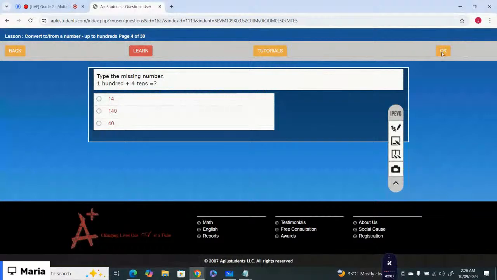104 tens means 148. Option number 2 is the correct option. Got it? That is 104. Number 2 is the correct option.